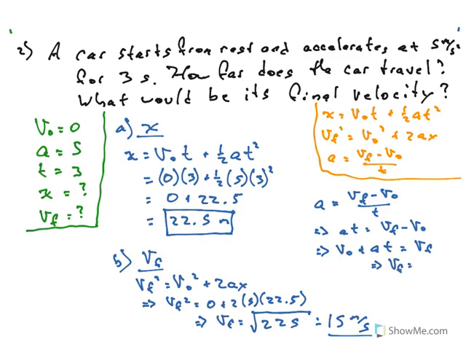Plug my numbers in. V naught is 0, A is 5, T is 3, so I get VF is 15. So I get the same answer. Good. That makes me confident that I did everything correct.